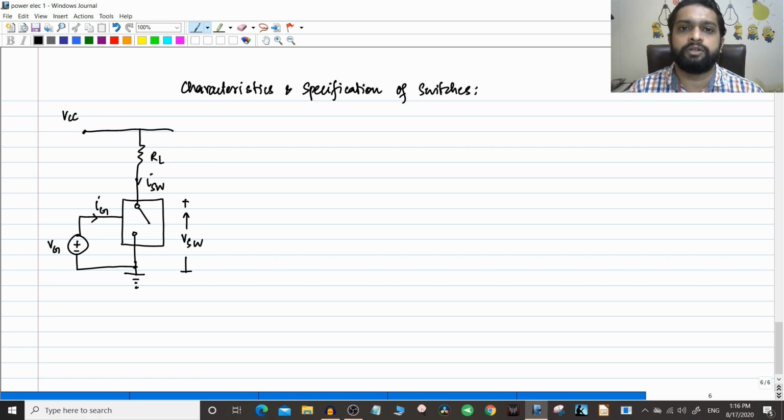Now we will move to the characteristic and specification of switches. Basically, I have always told you the subject of power electronic deals with the turn on and turn off of switches. Basically, any power electronic device like an SCR or a power diode or a power BJT or a MOSFET, all these things are basically switches. Therefore, the characteristics and specifications of switches are going to be very important, and that is coming in the introduction of the course.